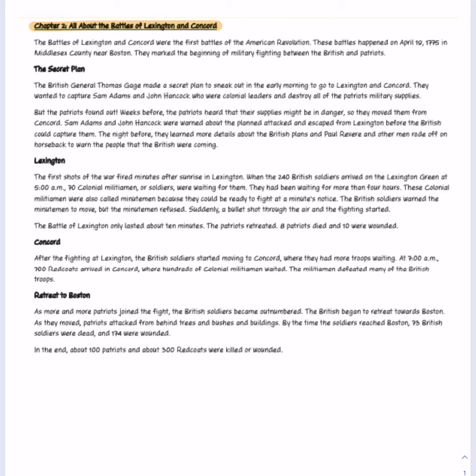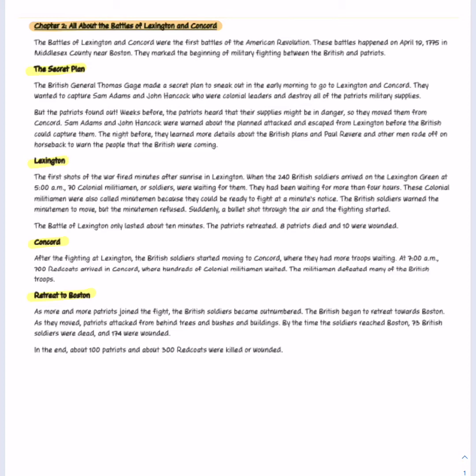Now this happens to be my subtopic, and it is the battles of Lexington and Concord. And it's always important that we use our mentor text to see what this writer did and what decisions they made. So we'll notice here that their subtopics were labeled The Secret Plan, Lexington, Concord, and Retreat to Boston.